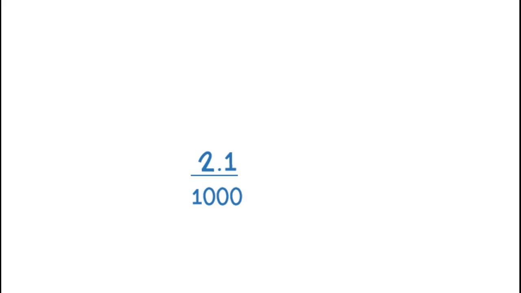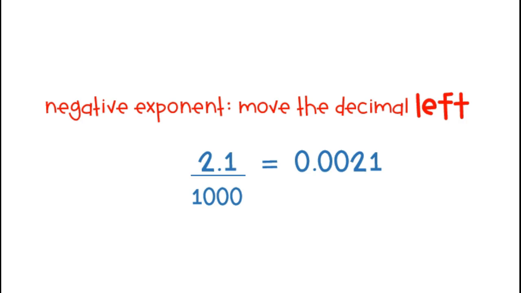When you take 2.1 and you divide it by 10,000, you get 0.0021. So we can conclude here that with negative exponents, we move the decimal place to the left. And again, let me grab my pen. The decimal place was here at 2.1. What we did is we moved the decimal place 3 places to the left because it was 10 to the negative 3rd power.